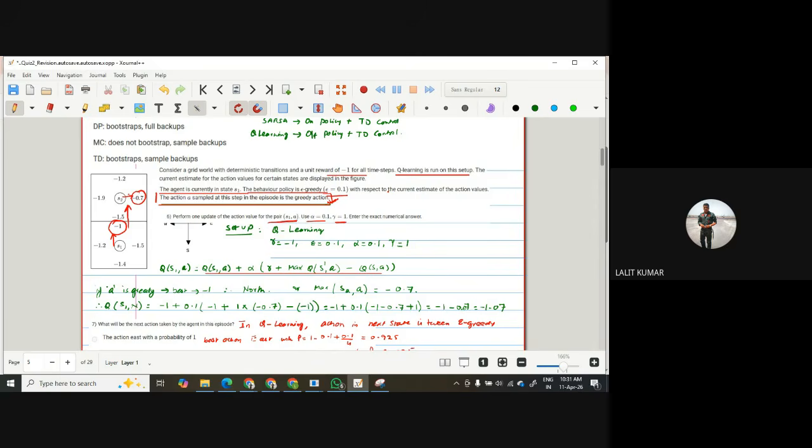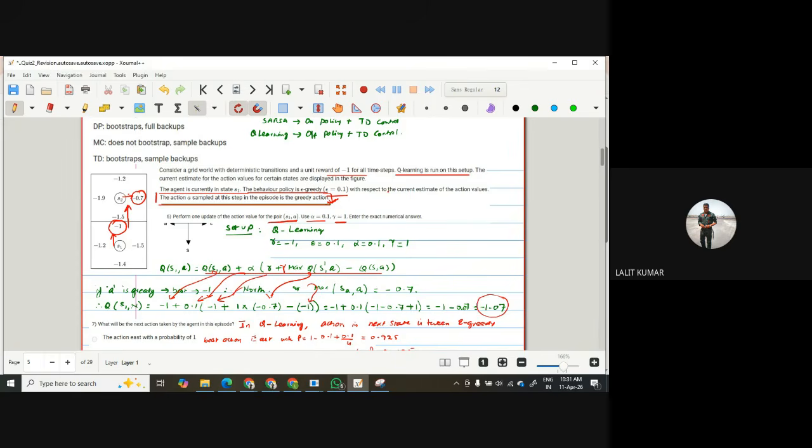So Q(S,A) is currently -1, alpha is 0.1. I get a reward of -1. Gamma is 1. And the max here is -0.7. So I plug this in here, and -1 here. So this becomes -1.07.